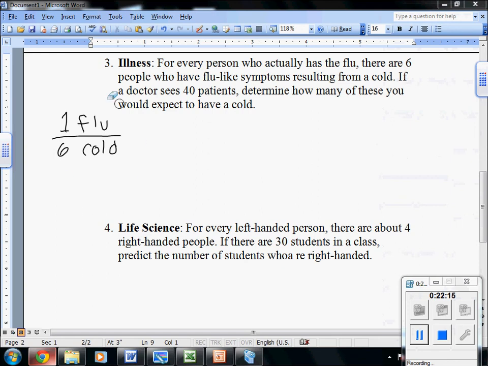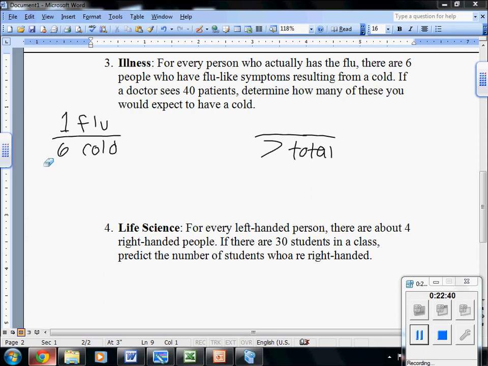So what we're going to do is ask, how can we rephrase the rate we have and think of it as a total number? Ask yourself, how many people are we talking about total? We've got 1 person with the flu, 6 people who only had a cold. How many people is that total? That's 7 people total, and I'm going to call that unit of measure total.